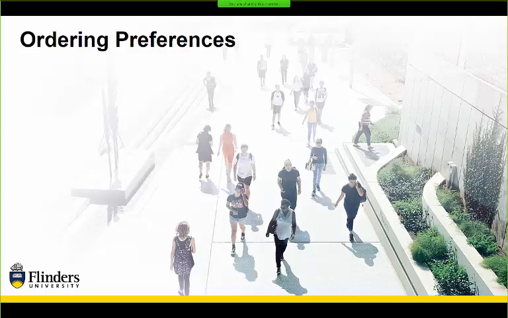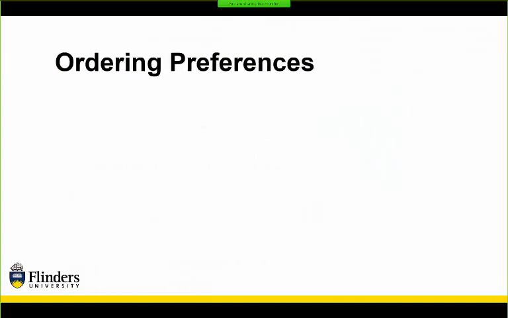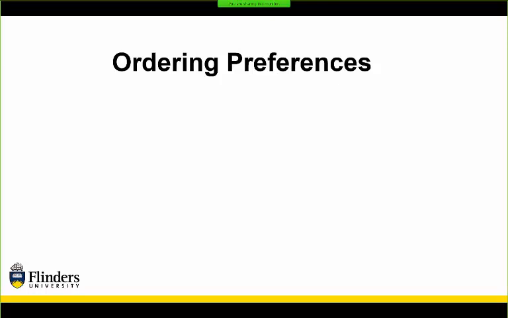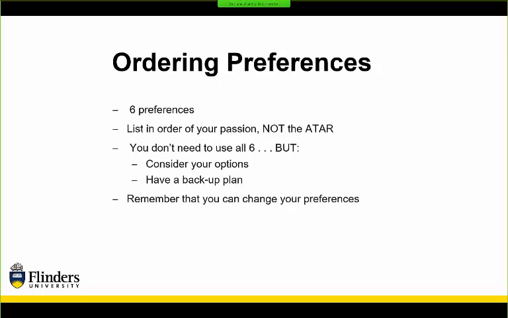Okay, moving along to ordering preferences. This is if you are in Year 12, which I can see some of you are. This is where it can become a little bit stressful for you, and it definitely doesn't need to be. If you've begun your SATAC application, you've hopefully seen that you do have 6 preferences that you can fill in.